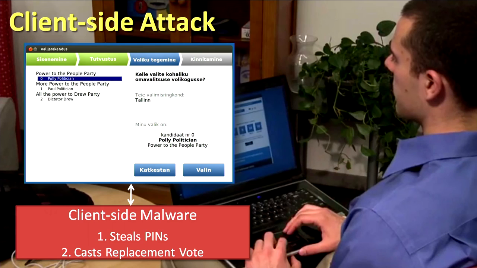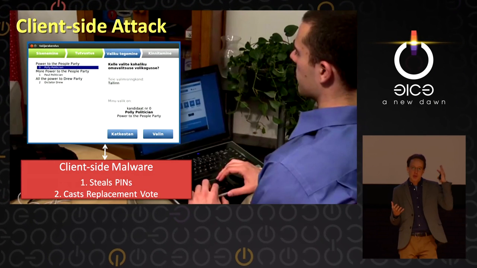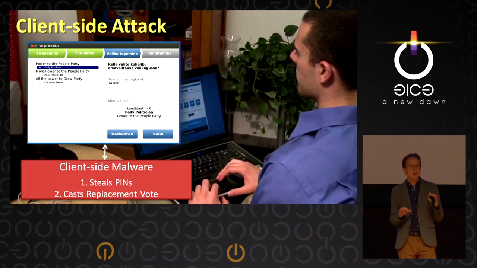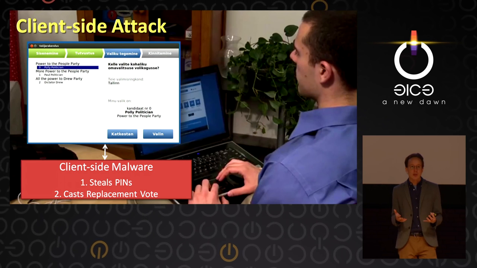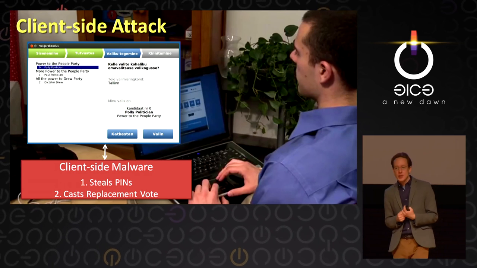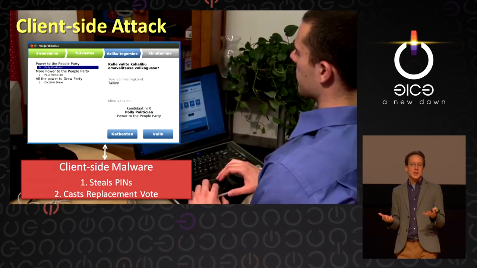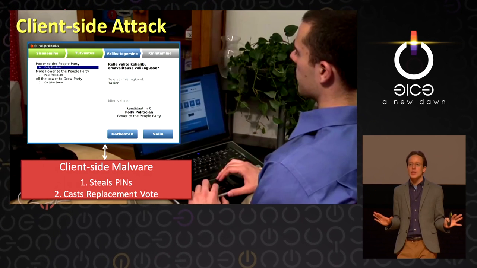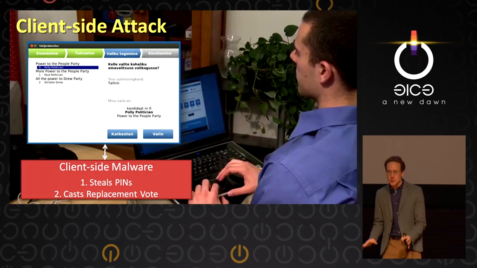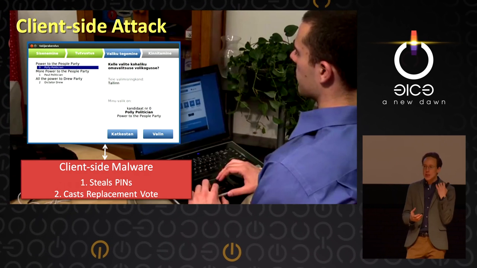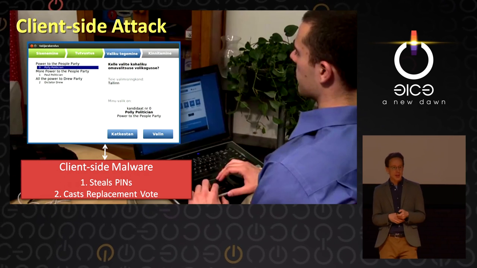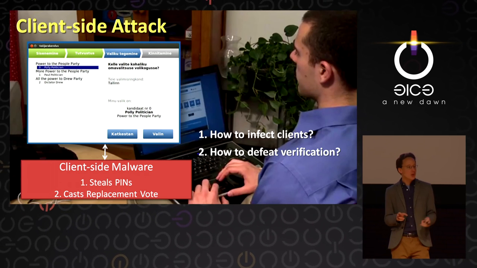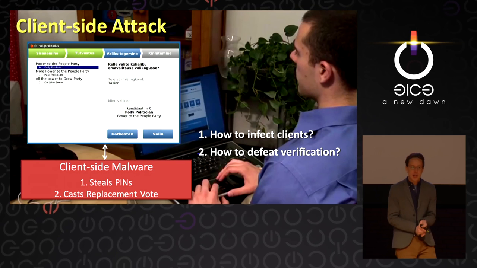Anyway, so imagine you have a voter's client and you're able to get some malware onto it. That malware could just basically tap into the election client process and steal the voter's PIN as it's typed in during the real election. Then later, the next time the voter puts in their national ID card, say to bank online, that malware can just invisibly in the background use that stolen PIN to cast a replacement vote. The voter never finds out, the vote is changed, and the attacker is able to steal one vote by that procedure. Now, there are two big questions here, how to infect clients and how to defeat that verification app.